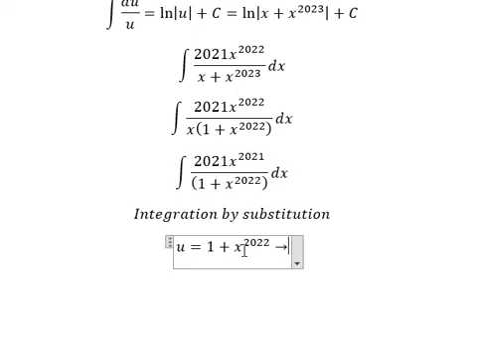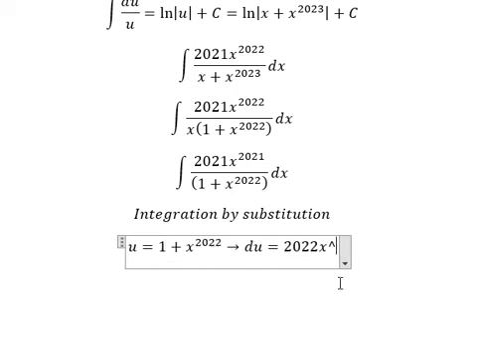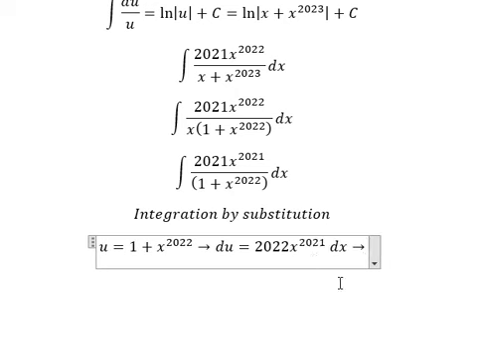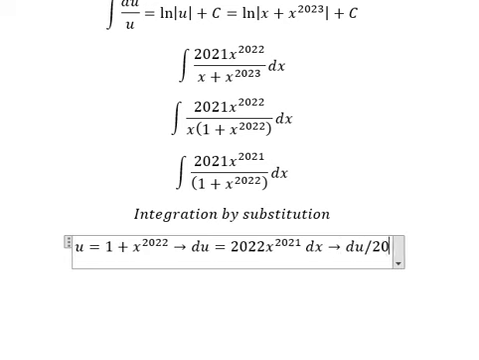Later we need to take the first derivative of both sides. This one is the constant, so you get number 0. This one we have 2022 s to the power of 2021. Because we don't have 2022 here, we need to divide both sides by 2022.